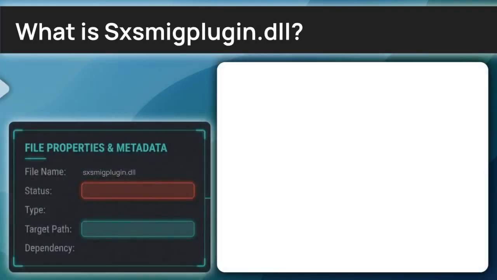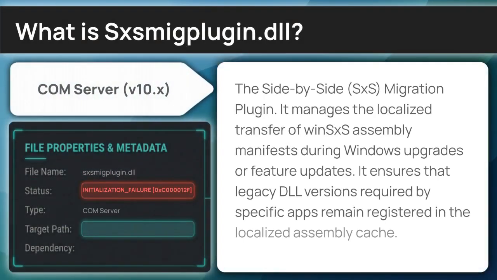This is the Sxsmigplugin Library, the side-by-side SXS migration plugin. It manages the localized transfer of winSxS assembly manifests during Windows upgrades or feature updates. It ensures that legacy DLL versions required by specific apps remain registered in the localized assembly cache. Now that we've covered what the file does, let's jump into our first fix.